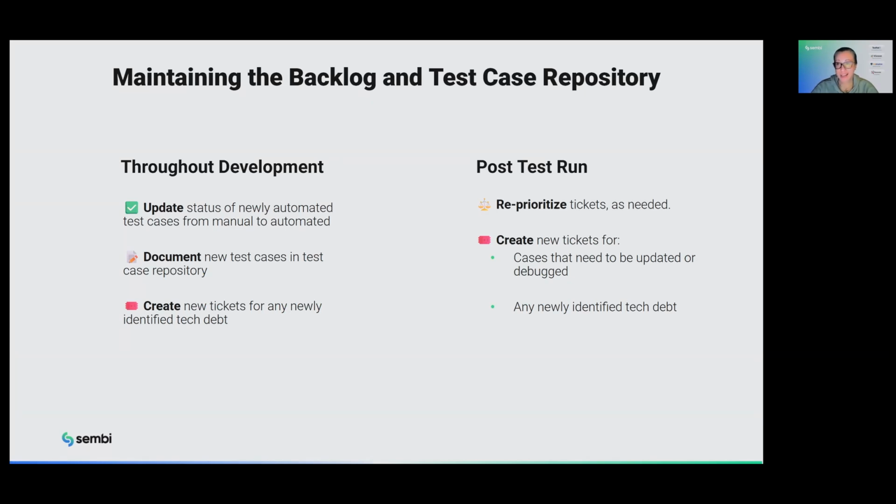Post-test run, we might need to reprioritize our tickets. Maybe some bugs were found, maybe some tech debt is blocking further automation. We will create new tickets for cases that need to be updated or debugged, and then again, any newly identified tech debt. So constantly monitoring and constantly updating are how we keep ourselves from going underwater again.